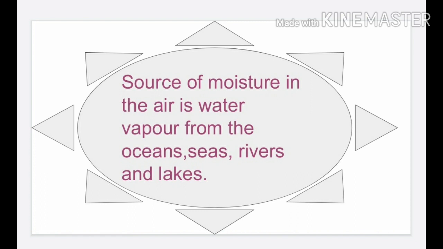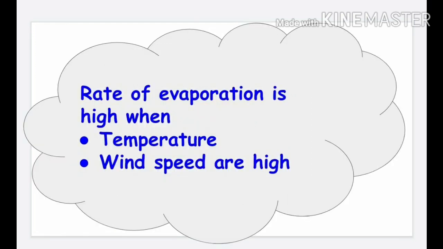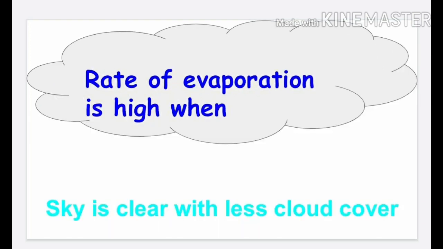Other than that, water is added to the atmosphere through transpiration from the trees and perspiration from animals and human beings. Water bodies, especially oceans, are the major source of water vapor in the atmosphere. The rate of evaporation is rapid when the temperature and wind speed are high. When the sky is clear with less cloud cover, that also increases the rate of evaporation.